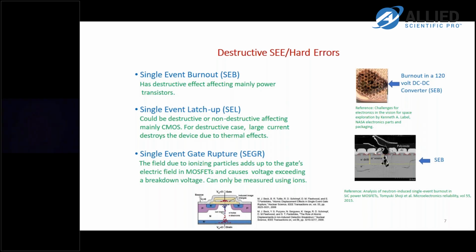And the last one is the single event gate rupture, which happens in MOSFETs. The electric field due to these generated charges due to the SEE would add to the gate and will short out the gate. And this way, the MOSFET is completely destroyed. So in fact, it turns out that the SEGR is the only SEE effect that cannot be tested with the optical method. It can only be tested with the particle method.